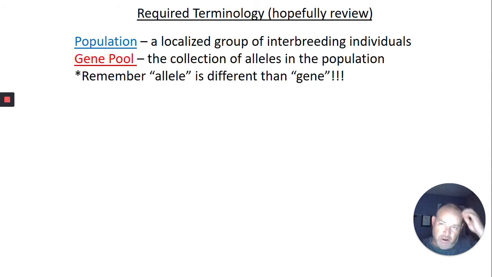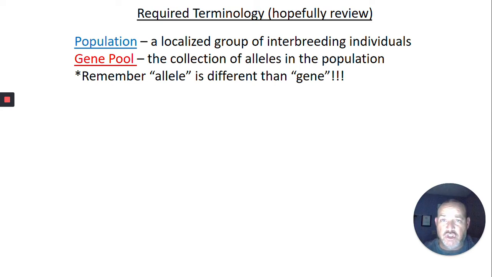A few more terms here: population and gene pool. Population, a localized group of interbreeding individuals. Remember, so like, buffalo in Montana are not really in the same population as buffalo in Utah or whatever other state they might be in, even Missouri. They have to be together. They have to be able to interbreed to be in the same population.